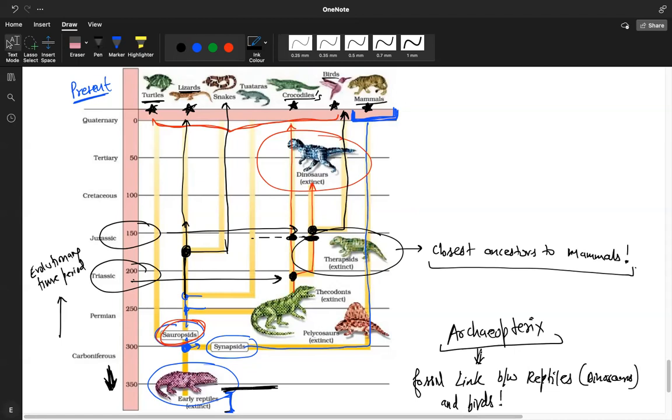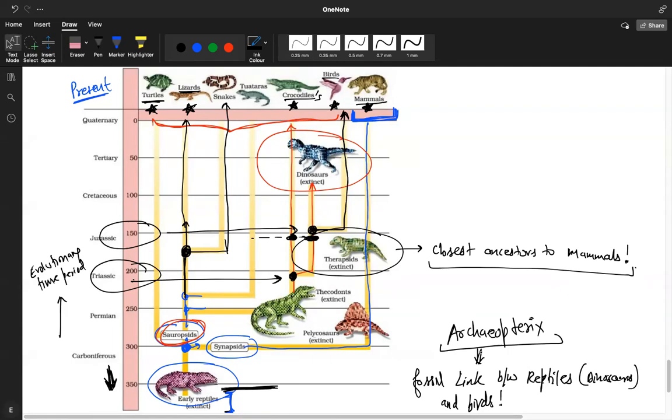Okay, it has a beak. Now beak is a feature of birds, right? But inside the beak it has teeth. Now teeth, birds don't have teeth. Which organisms have teeth before birds? Reptiles. Reptiles have teeth, right? Yeah.